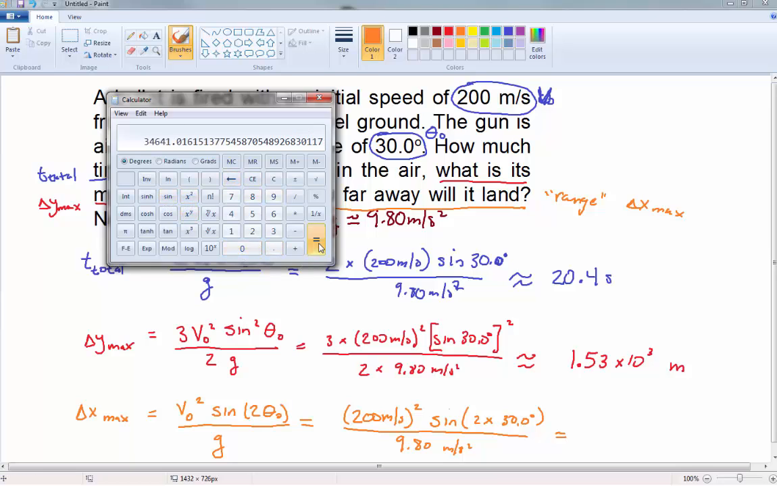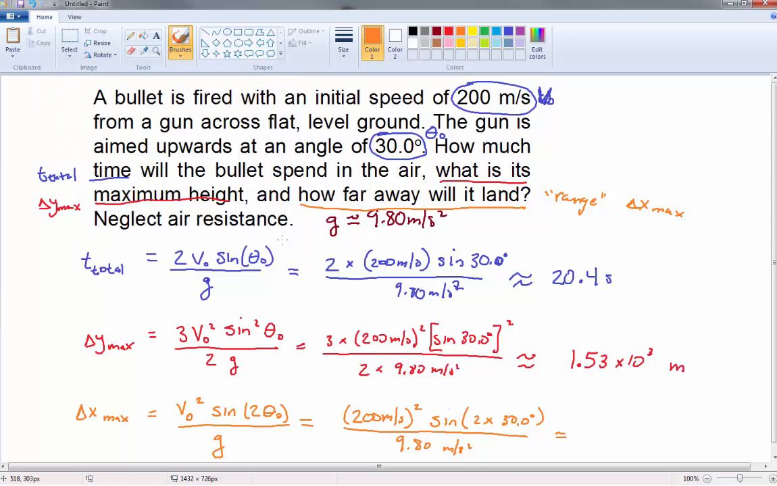And we take the sine of that, you get this. And then divide that by 9.8, and you end up with 3,534.9797..., blah, blah, blah. Again, round to three significant figures. This becomes 3,530 meters.